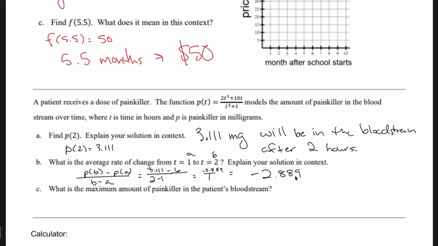Now, what that means in this context is you lose 2.889 milligrams in your bloodstream, another pun, between hour 1 and 2. All right. And this one was the nice one. What was the maximum amount of painkiller? Well, that would be 6.161 milligrams. Okay. All right. Let's keep on trucking.